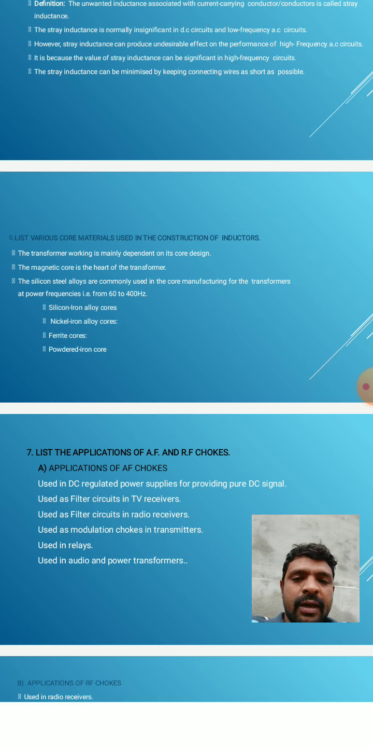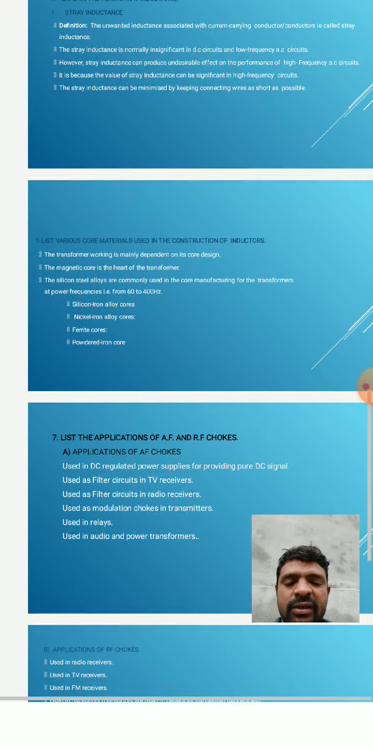Silicon steel alloys are commonly used for the core manufacture of transformers at power frequencies from 60 to 100 Hz. Here the different types of core materials used in transformers and inductors are: silicon iron alloy cores, nickel iron alloy cores, ferrite cores, powdered iron cores. These are the four different types of core materials used in inductors or transformers.